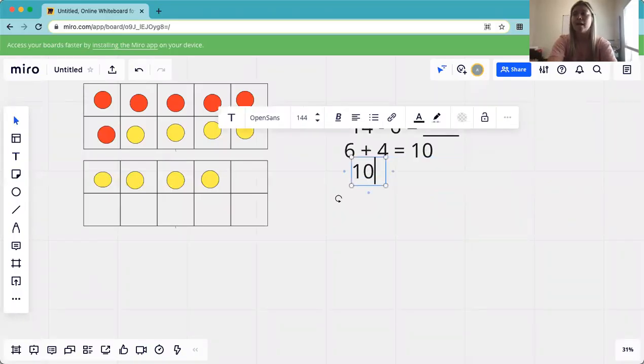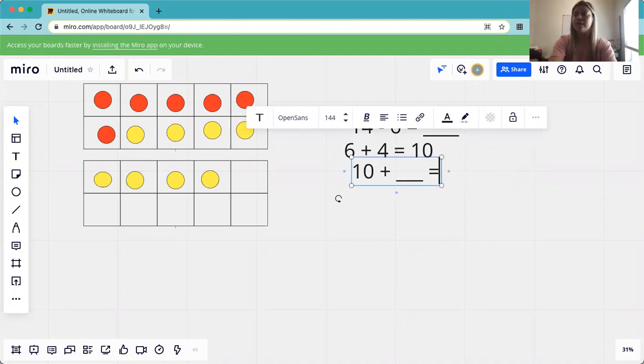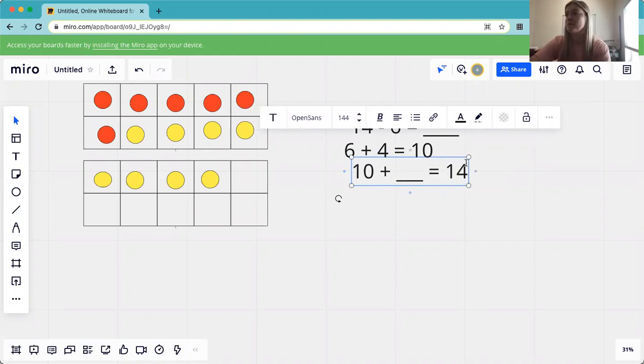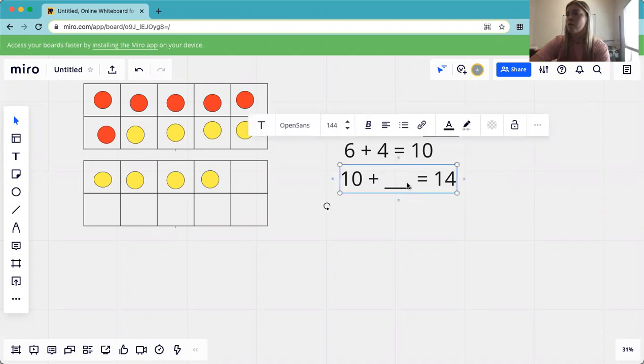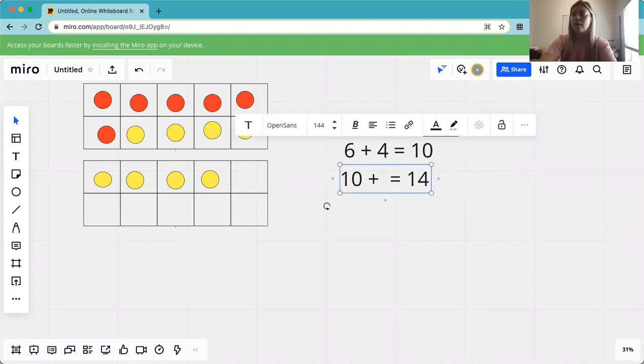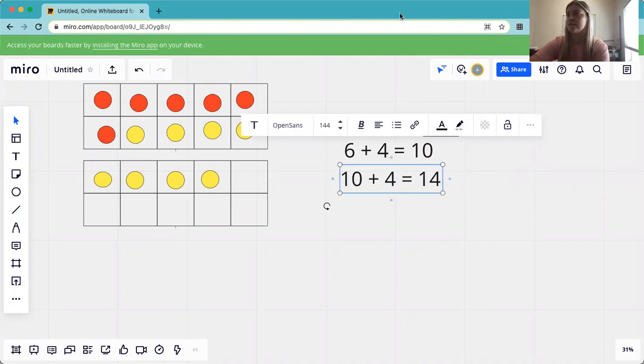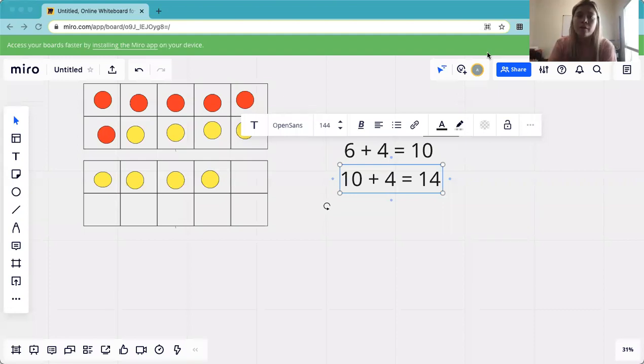So I had my 10. I need to figure out how many of my yellow counters I added on in my next 10 frame to get to my 14. So looking at that, how many counters? Let's count. 1, 2, 3, 4. I added 4 of them to get to 14. So now I want to think to myself, how could I find out how many counters were added to 6 to make 14?